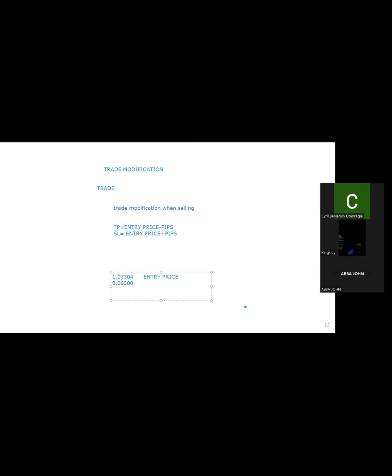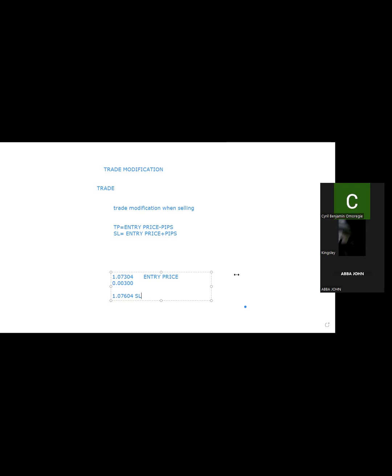So let's say I add this now. If you add it with a calculator, it should give me 1.07604. I added because I'm calculating stop loss for a sell. The formula is entry price plus pips. So I added. But let's say now I want to calculate take profit.